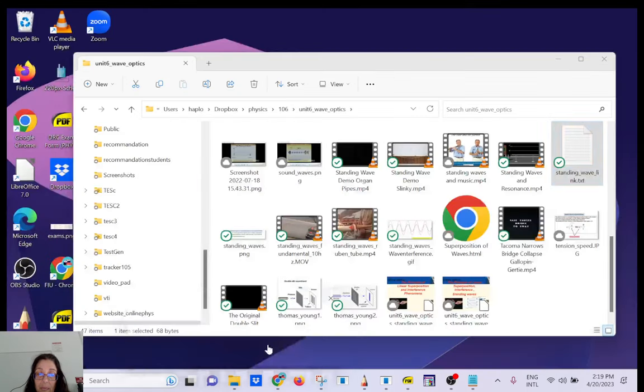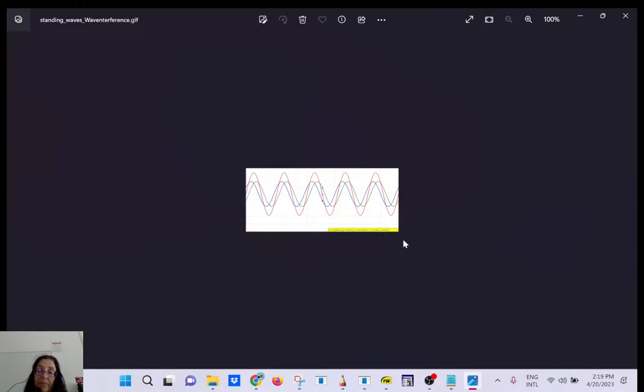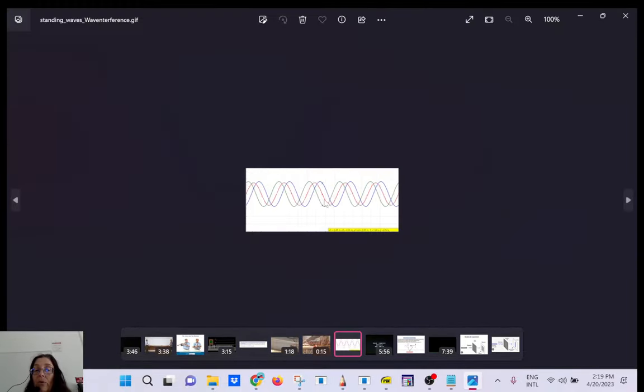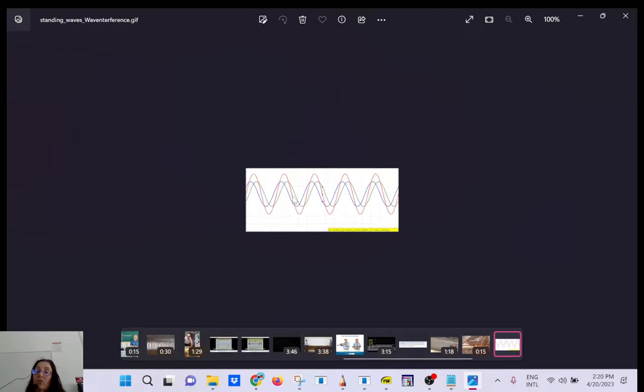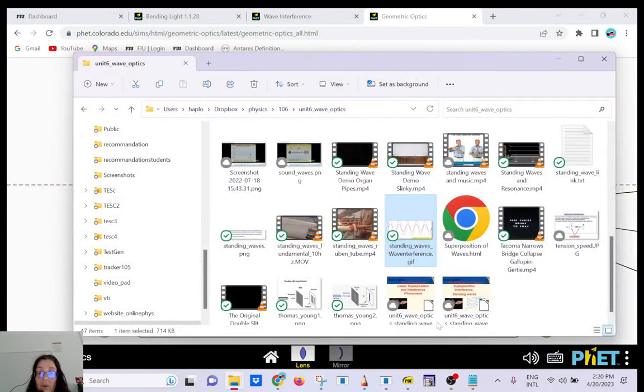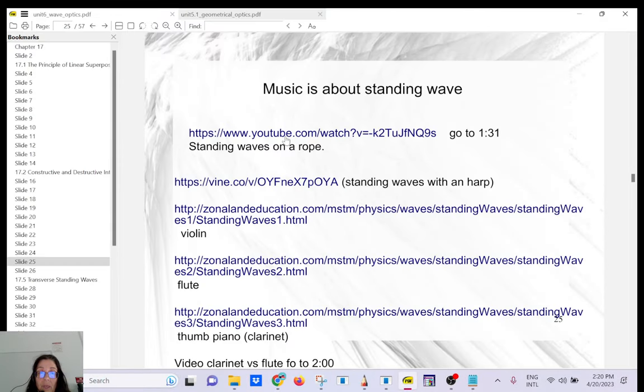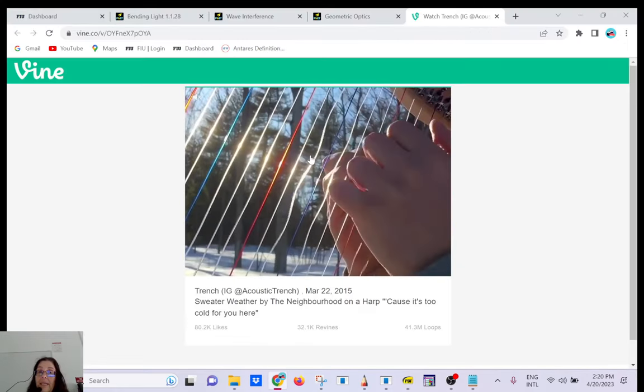So I have another app here. You have the green one coming in, the blue one being reflected. They're going to interfere with each other, and you have a standing wave. What does standing mean? It seems to not go anywhere. It's just not moving, going up and then down. These are called nodes, and these are anti-nodes here. Okay? So how do we relate that to music? Let me show you. I can have a harp. Can you see them?